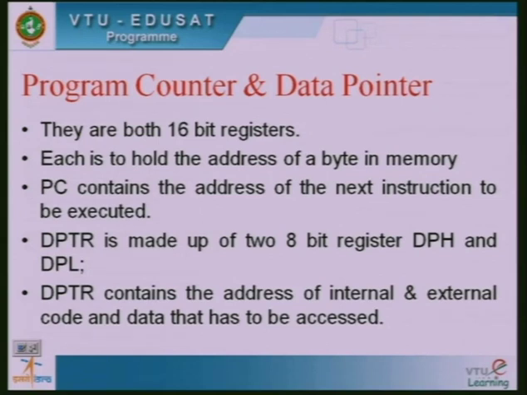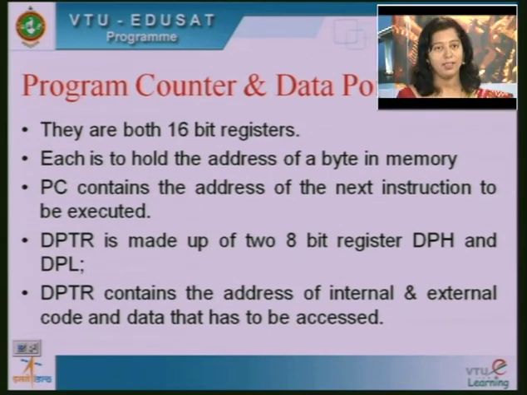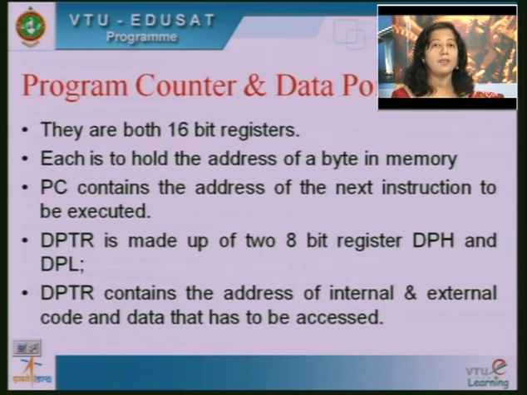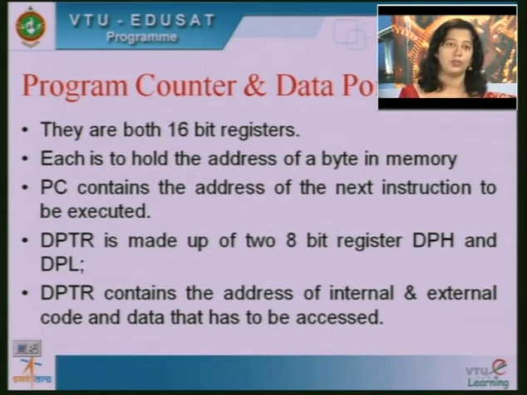So you have stored your program in code memory or program memory, and this data pointer is a 16-bit address, or it contains a 16-bit address which always stores the value of the next instruction that is to be fetched. So whatever is the next instruction which has to be fetched, that address will always be there in the program counter, and this data pointer will always have a 16-bit address for the data which has to be brought into the controller. So program counter and data pointer are both 16-bit values.